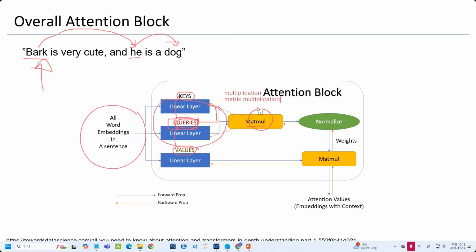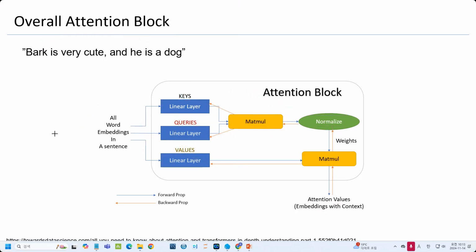After we do the matrix multiplication, usually there is a way to do the normalization. We need to normalize the values of the multiplication, and then the matrix that has been normalized, we again do matrix multiplication to get the attention values. These attention values are the embedding with the context.